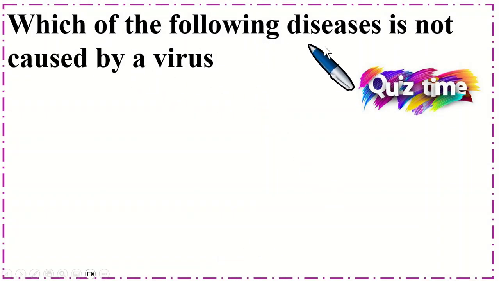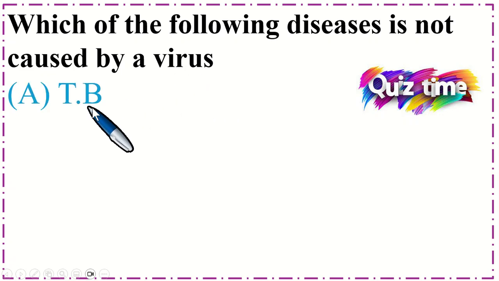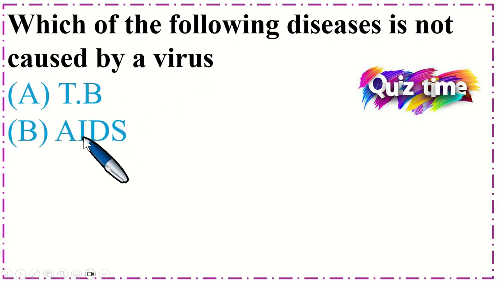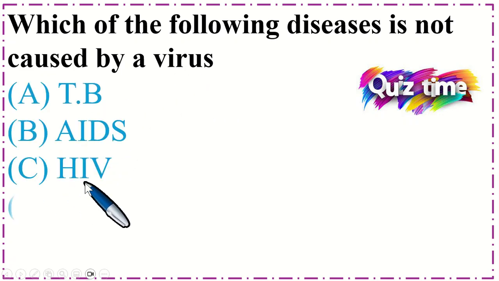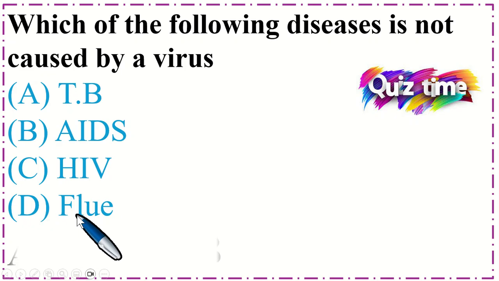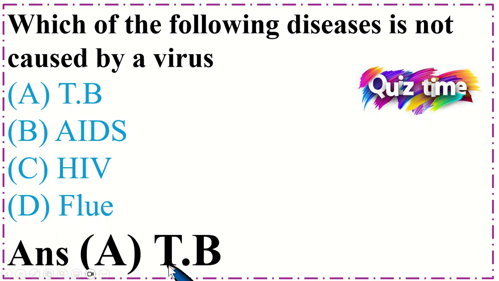Which of the following diseases is not caused by the virus? Option A TB, B AIDS, C HIV, D flu. Correct option is A TB.